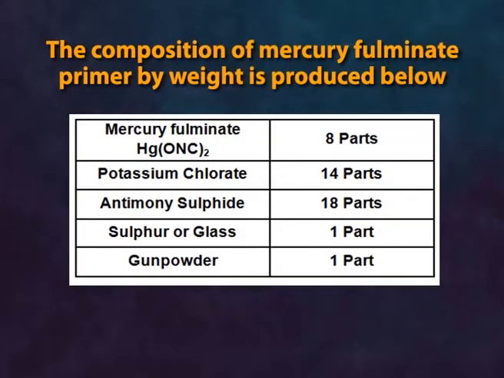It was one of the most important steps in the development of firearms. It gave a final blow to the matchlock, flintlock and wheel lock mechanisms. These were the muzzle loading mechanisms. It also gave an all-weather cartridge. The composition of mercury fulminate primer weight has been like this: mercury fulminate 8 parts, potassium chlorate 14 parts, antimony sulphide 18 parts, sulphur or glass 1 part and gunpowder 1 part.